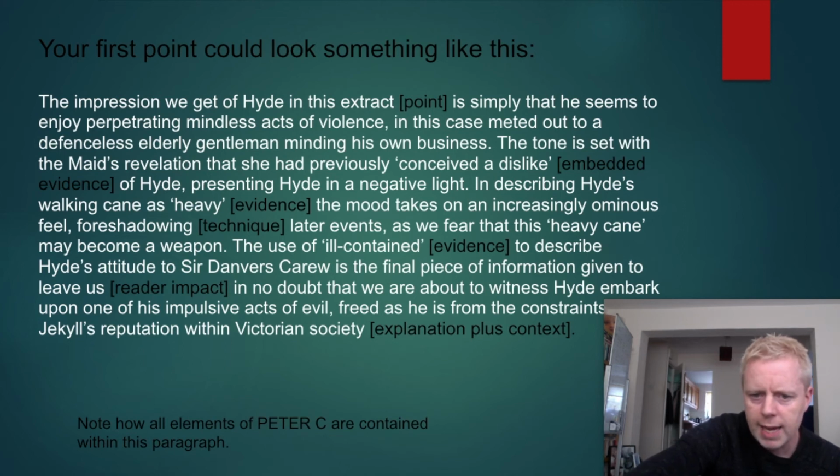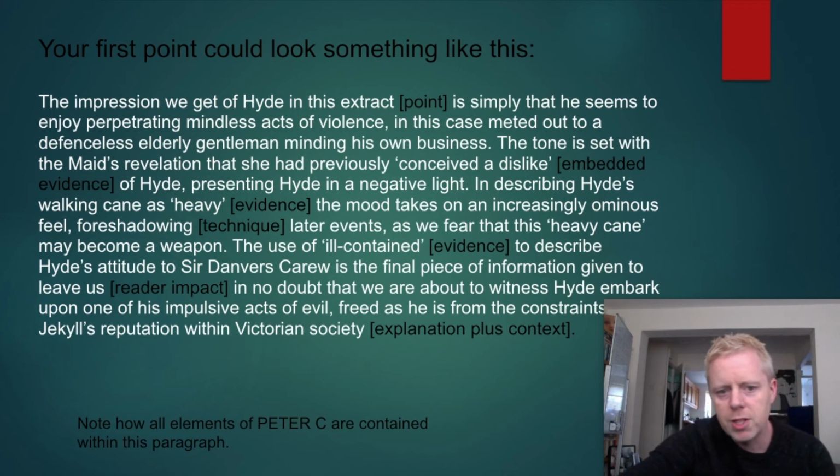The use of "ill-contained" to describe Hyde's attitude to Sir Danvers Carew is the final piece of information given to leave us in no doubt that we are about to witness Hyde embark upon one of his impulsive acts of evil, freed as he is from the constraints of Jekyll's reputation within Victorian society.